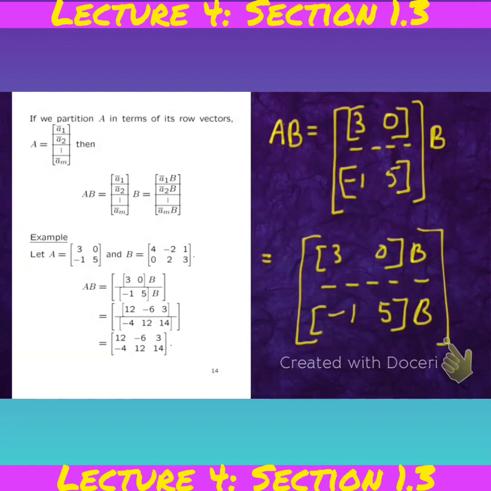So there, we're multiplying B with each one of the row vectors of A. This matrix here is a 1 by 2, and you're multiplying it with B, which is 2 by 3. So that is going to be a 1 by 3 matrix. Working that out, we get what we have there in the notes. You're going to get a row vector, which is given by 12, minus 6 and 3.